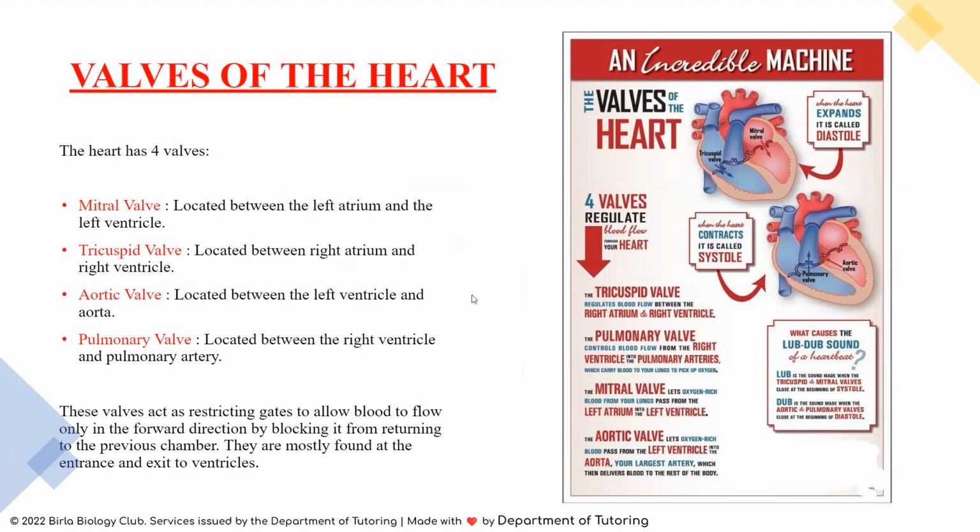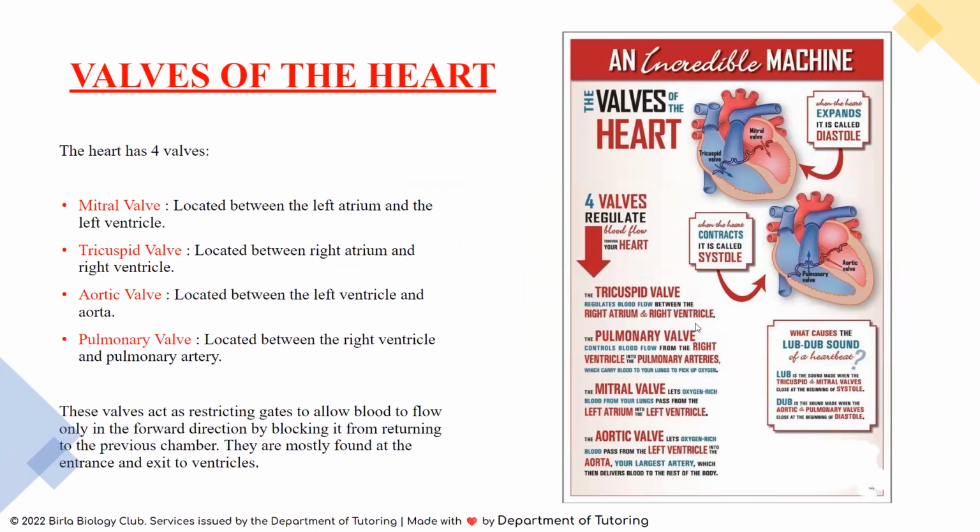So the heart has four valves. The mitral valve, which is located between the left atrium and the left ventricle. The tricuspid valve, this one is located between the right atrium and the right ventricle. The aortic valve, located between the left ventricle and the aorta. The pulmonary valve, which is located between the right ventricle and the pulmonary artery.